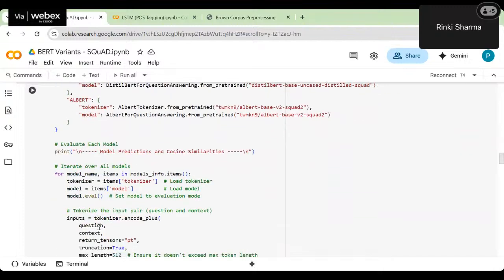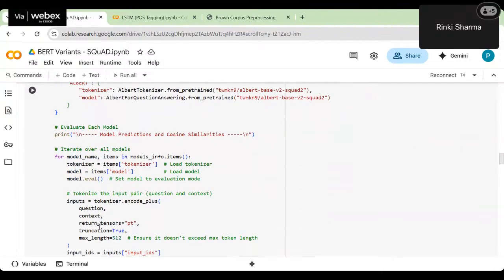Now, we have already discussed evaluation metrics. In the case of sentences, how do we calculate it? We calculate it using cosine similarity. That is how we evaluate whether our model is predicting the answer correctly or not.